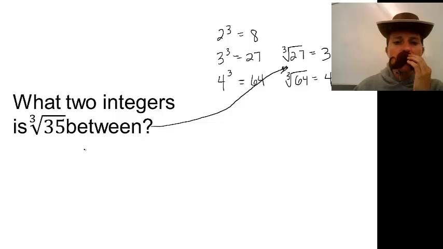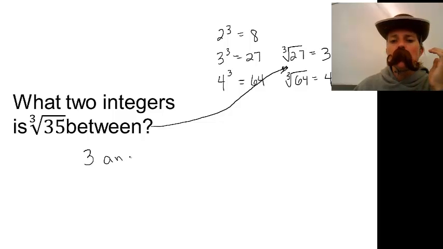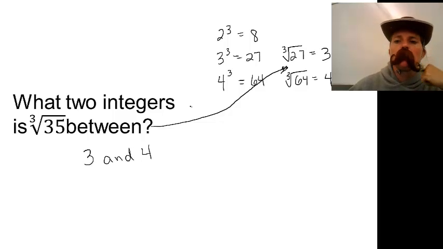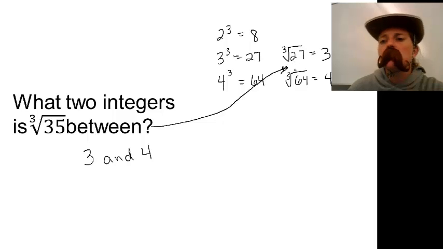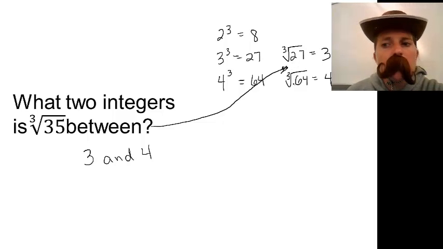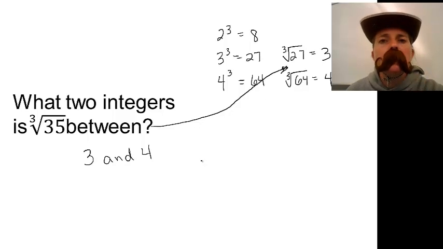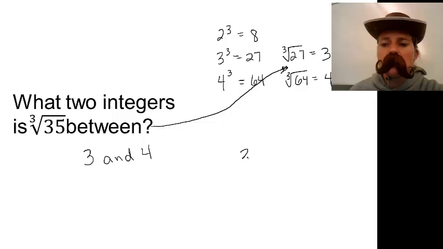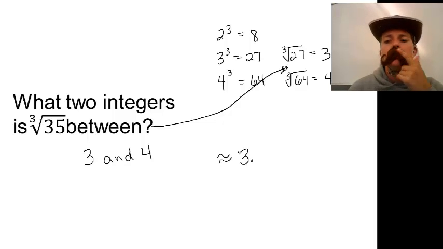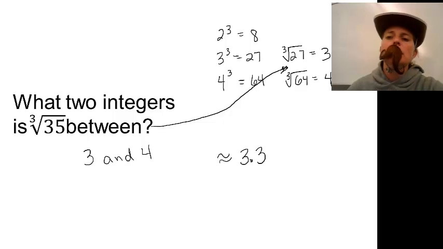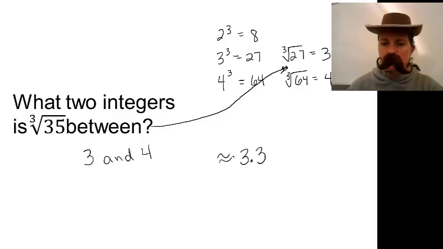So what two integers is it between? Between 3 and 4. Now 35, I would say, is a little closer to that 27 than that 64. So my guess, if I needed to round this, I would say 3.3. I think that would be a great guess. What do you think?